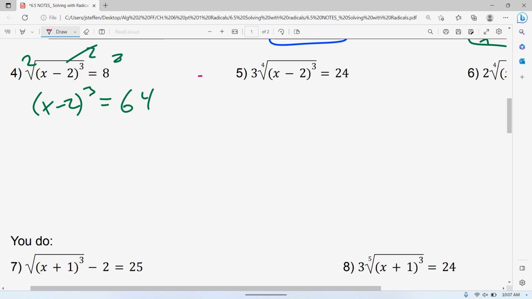So now we got rid of the radical. Now we need to get rid of that exponent. We can't do anything inside of that parentheses until we get rid of that exponent. Well, again, since it's third power, we take the third root. So raise it to the 1/3 power if you want to talk kind of like what we did last week. We have x minus 2 equal to the third root of 64. Again, put it in your calculator if you need to. Or, last but not least, add 2 to both sides.